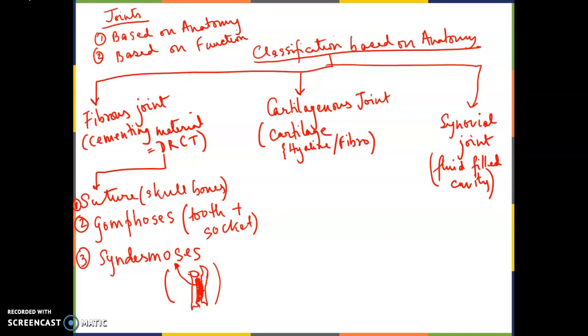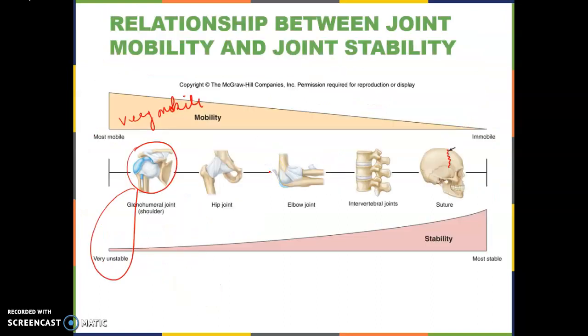Now, we talked about three types of fibrous joints: suture, gomphosis, syndesmosis. Know that for each one of these, the cementing material is dense, regular connective tissue. Okay, moving on to cartilaginous joints. They are of two types.